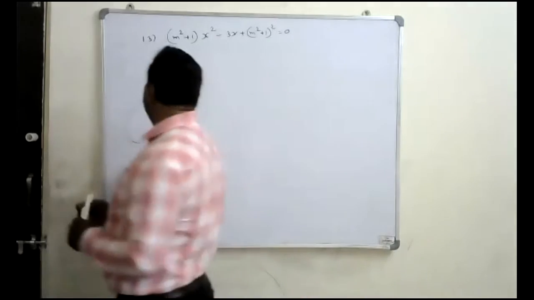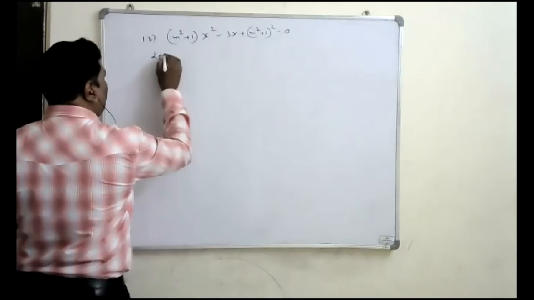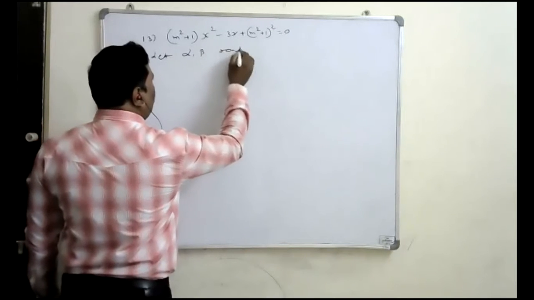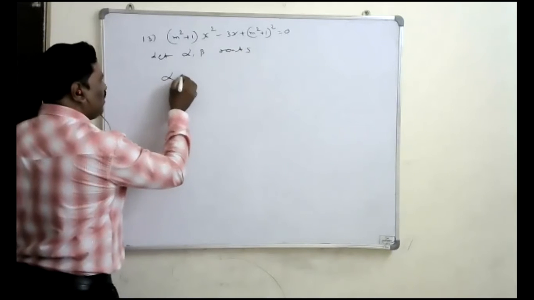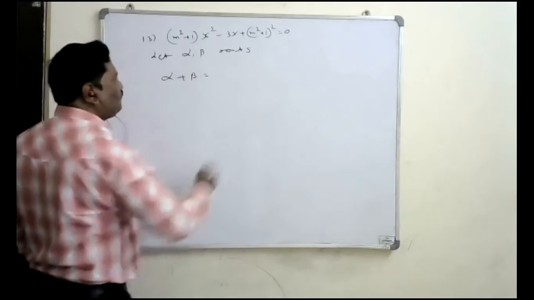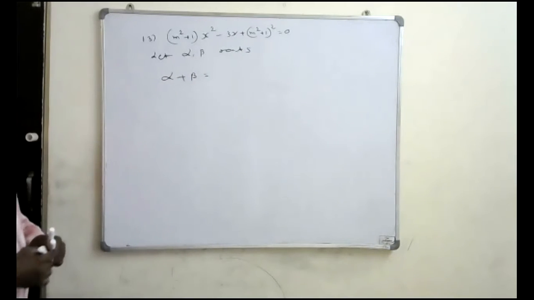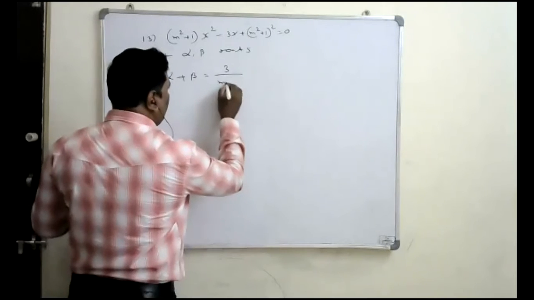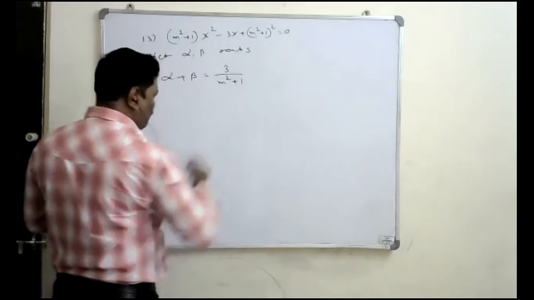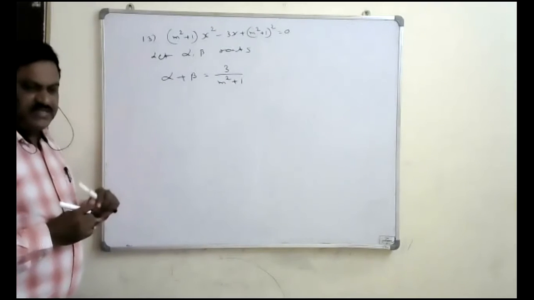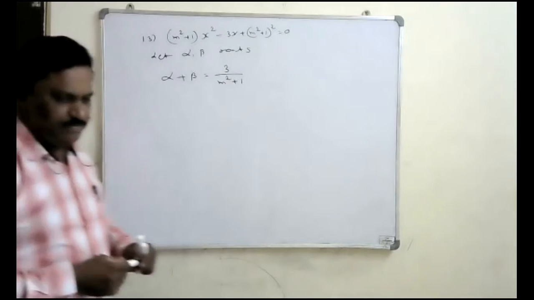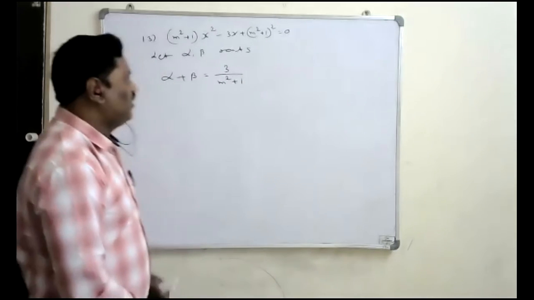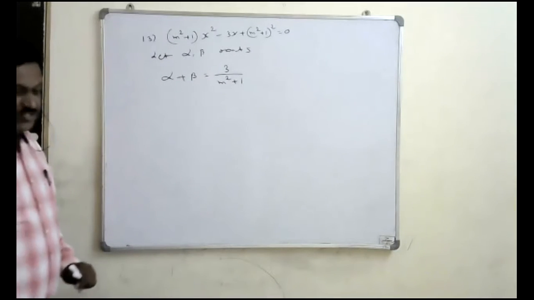For that, let alpha comma beta be the roots. If alpha, beta are the roots, therefore what is the sum of the roots? 3 by m square plus 1. Now they are saying that this is the greatest.